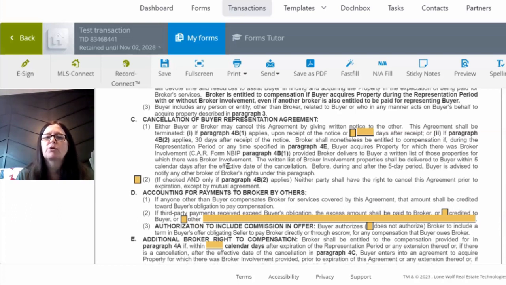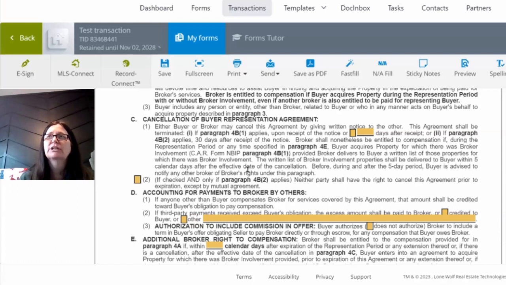Got it. And then it says broker shall be entitled to compensation if during the representation period, buyer acquires property for which there was broker involvement. Again, we have the definition of the broker involvement. Provided the broker delivers to the buyer a written list of those properties for which there was broker involvement. So I'm going to show you guys that form in a minute.